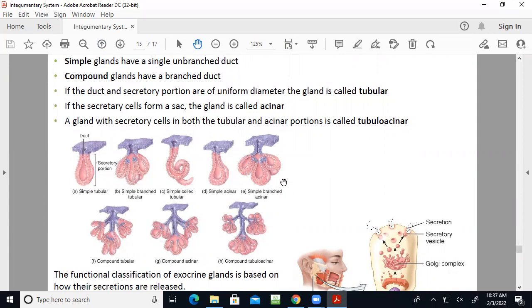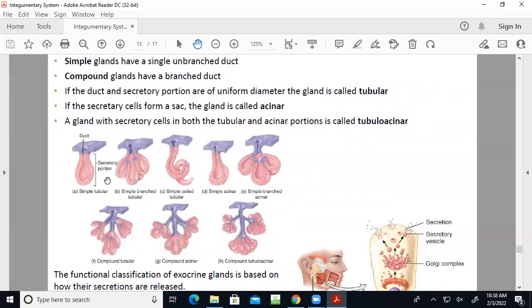All of these 5 top ones are simple, which means that they have a single unbranched duct. In other words, like this purple shaded area, the duct doesn't have a branch to it. Whereas compound, the duct is branched. It's as simple as that.